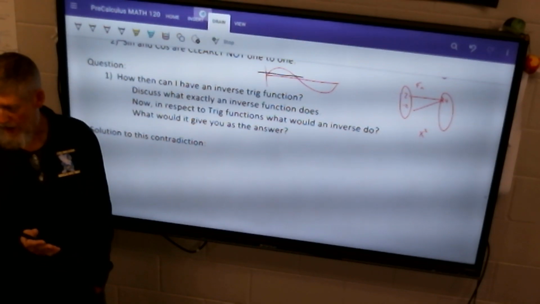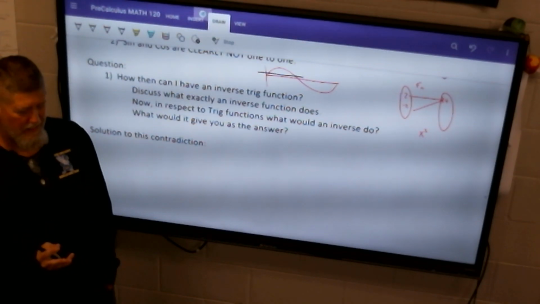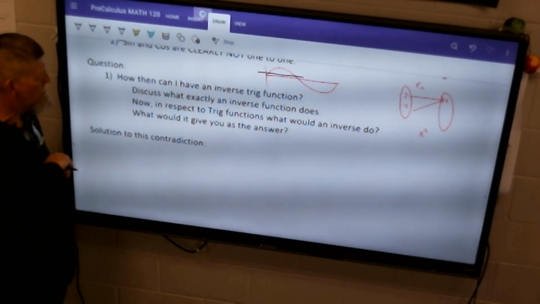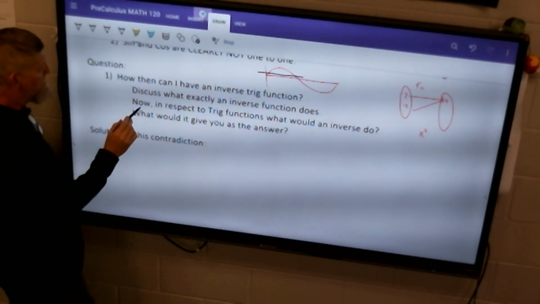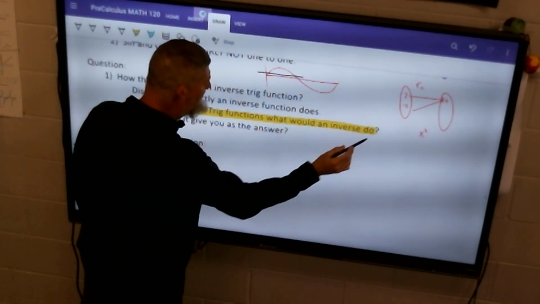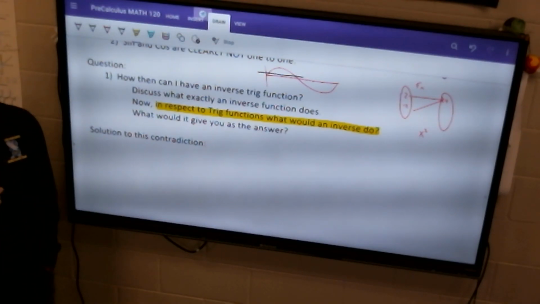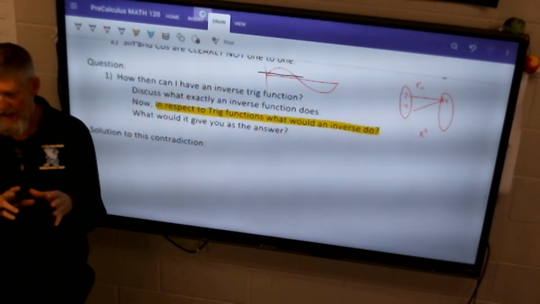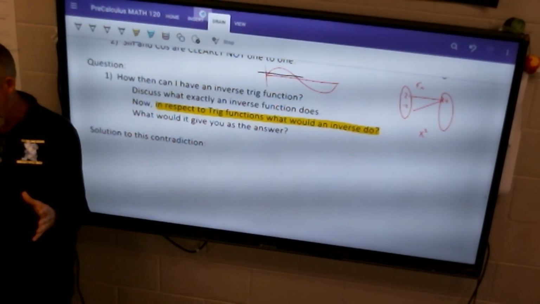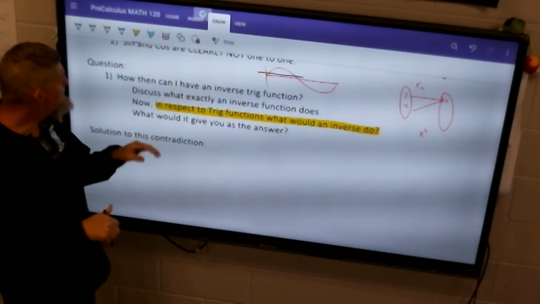Okay, so how do we get by that? Let me ask you this question. Jasper, think about this one. In respect to trig functions, what would an inverse do? It would be finding the what? If I did inverse sine, so I take the sine of an angle, and it gives me a value, right? So let's write this out.